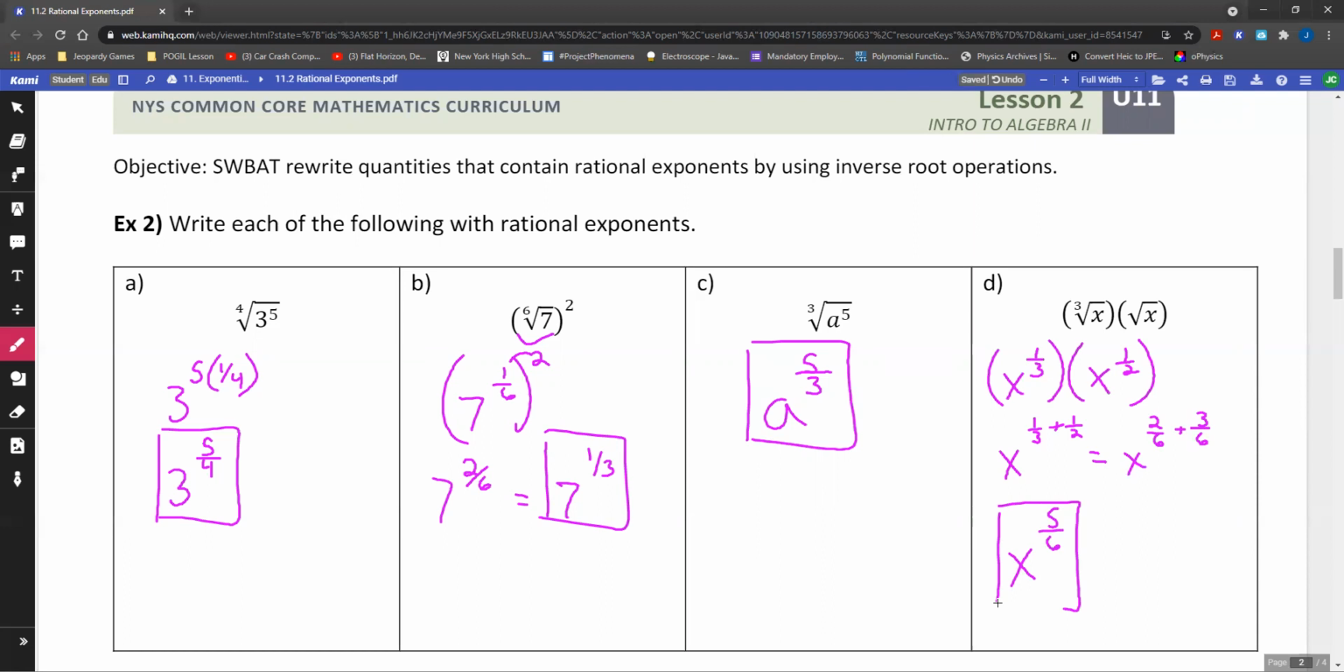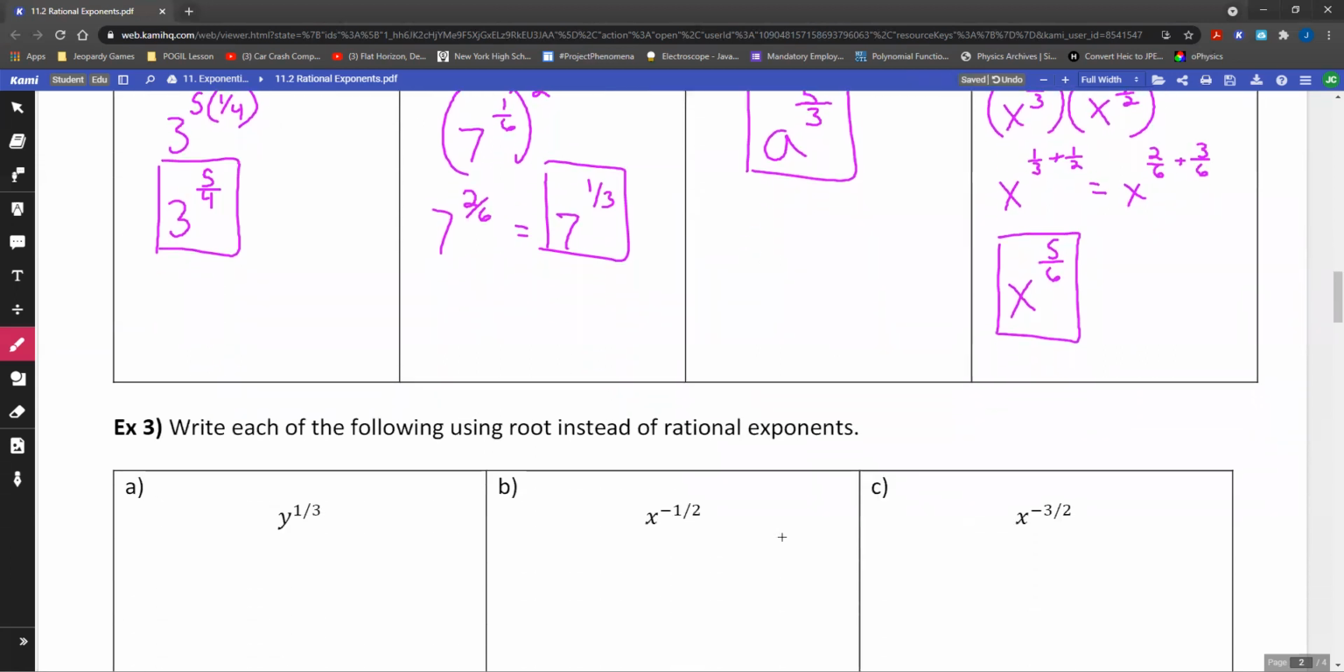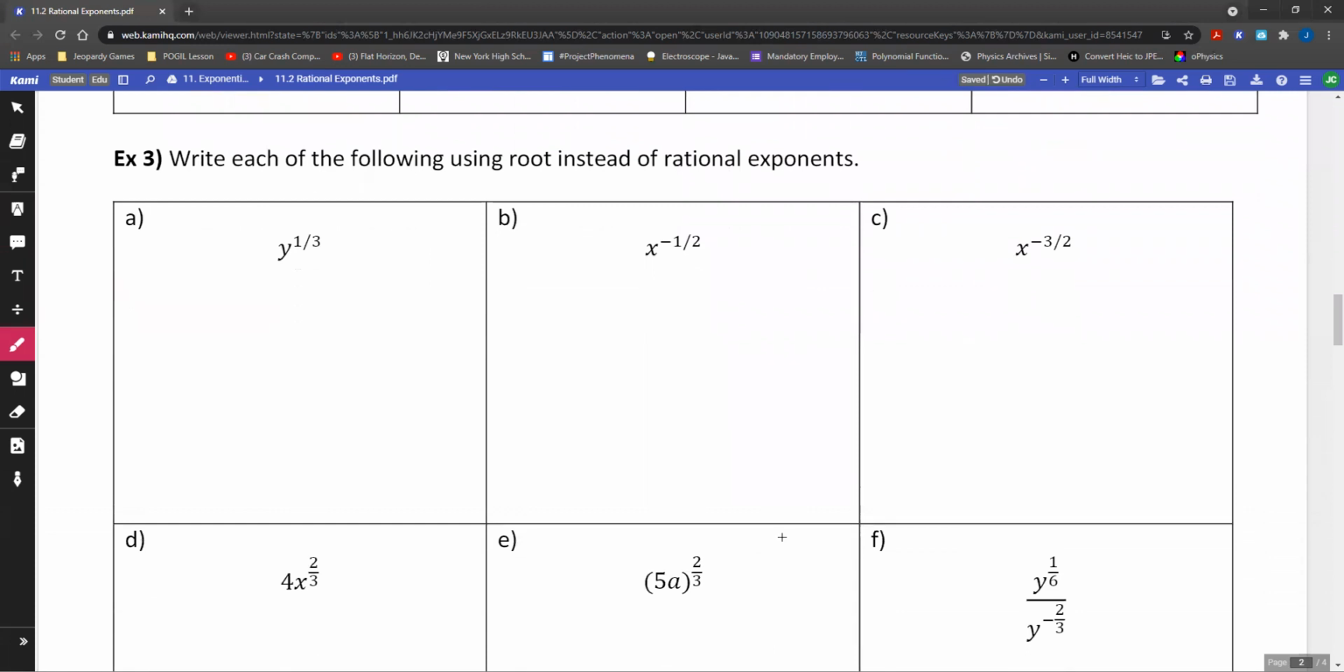Now, if you aren't comfortable adding fractions, you can always just use the calculator. You just need to make sure that you set it to fraction form. All right.